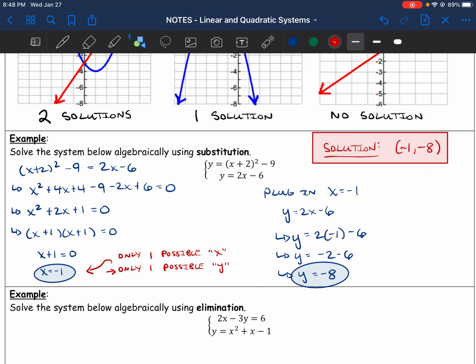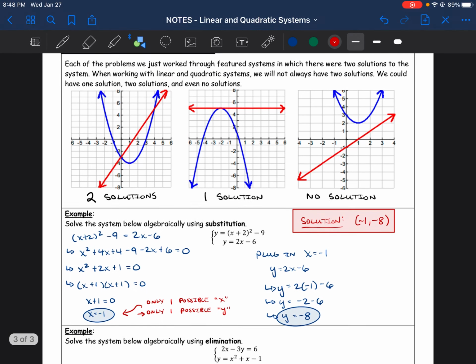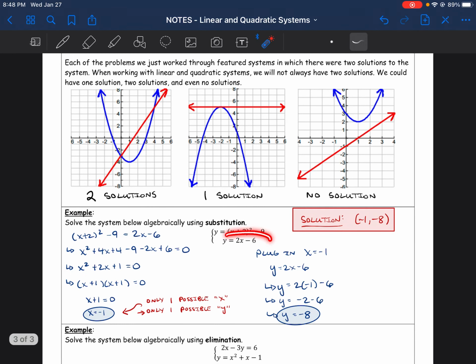So this is an example of a one-solution system, meaning that this linear equation, y equals 2x minus 6, when you graph it and you get the line, is only going to cross the parabola formed by this equation in exactly one spot. It will not cross in two different spots, just exactly one solution. So I'll put that right here, one solution.